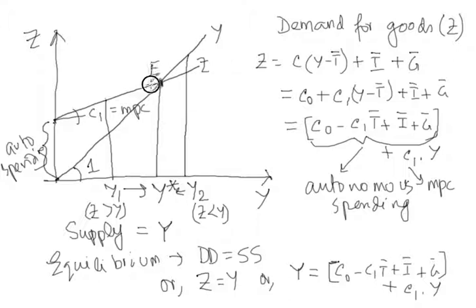Therefore, E is a stable equilibrium and Y will be adjusted so that the economy always moves towards E. And how will Y be adjusted? By adjusting the stock of inventories. This is how equilibrium in the goods market is achieved in the short run.